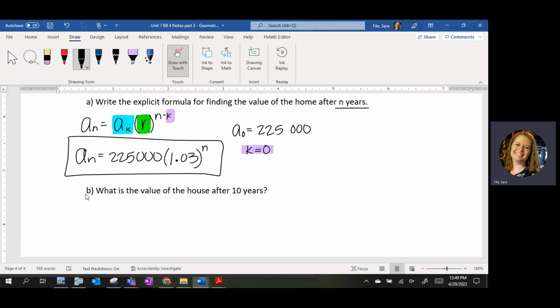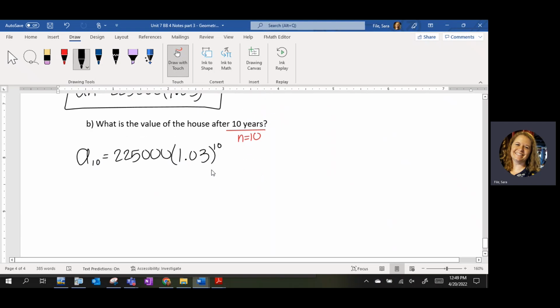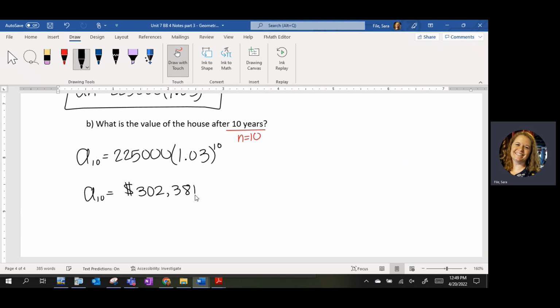All right, so those of you watching the video, if this is the equation we came up with, and then this part says, well, how much is it worth after 10 years? They're just saying plug in a 10 for n. So we're using the equation we just came up with and plugging in a 10. Okay, so we input this into the calculator, and after 10 years, that would come out to be $302,381.19.